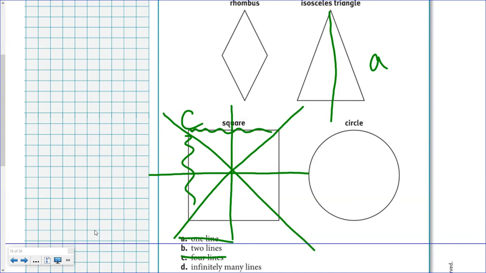For a rhombus, it has 1 here and 1 here. And some of you may say, what about side to side? And so let's look at the rhombus.